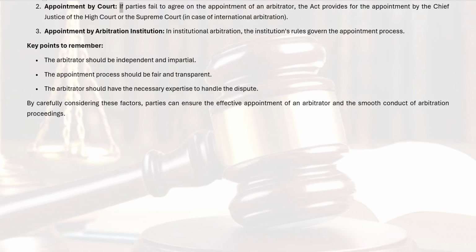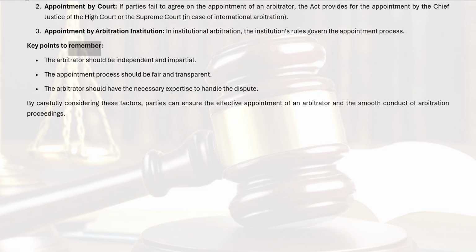Appointment by court. If parties fail to agree on the appointment of an arbitrator, the Act provides for the appointment by the Chief Justice of the High Court or the Supreme Court, in case of international arbitration. Appointment by arbitration institution. In institutional arbitration, the institution's rules govern the appointment process.